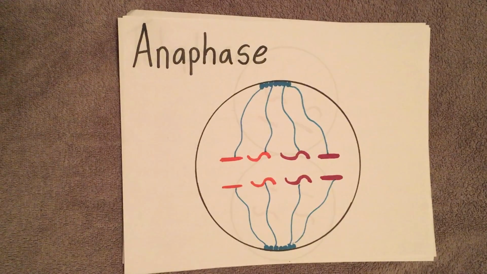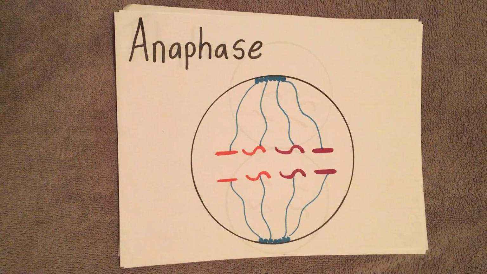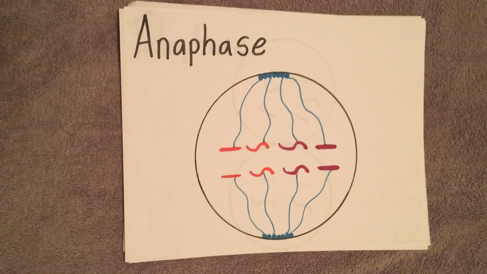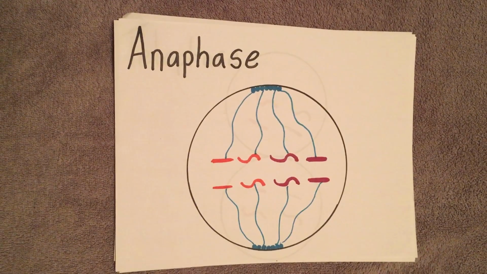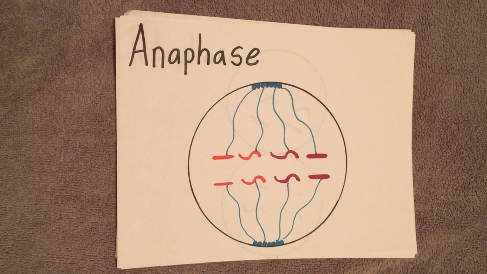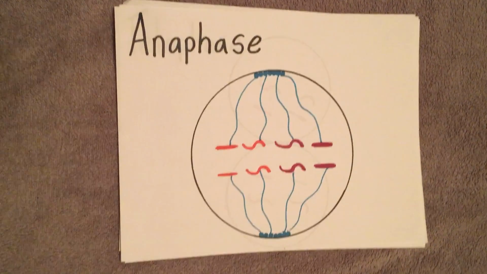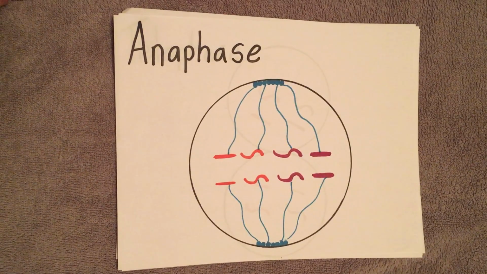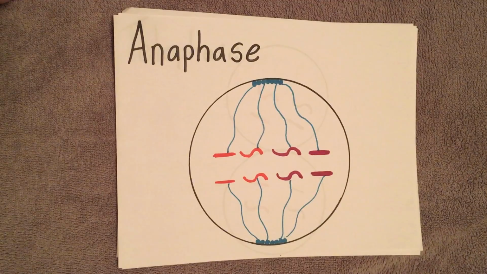Anaphase is the shortest stage. During this stage, the sister chromatids will separate as centromeres separate. Each of the chromatids is now called a chromosome. The spindle fibers will then pull the chromosomes towards the poles.